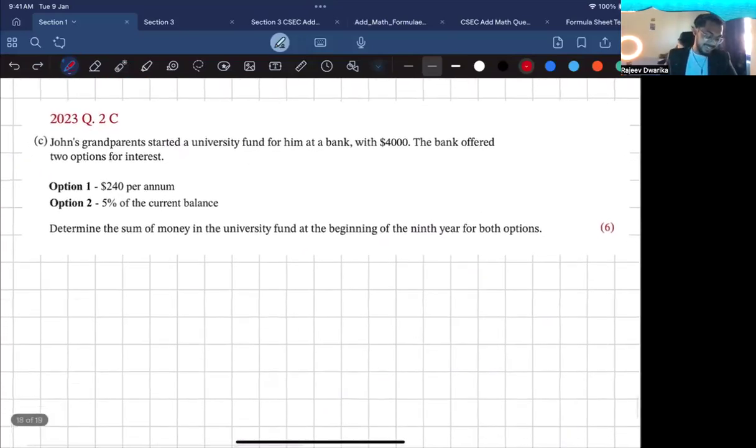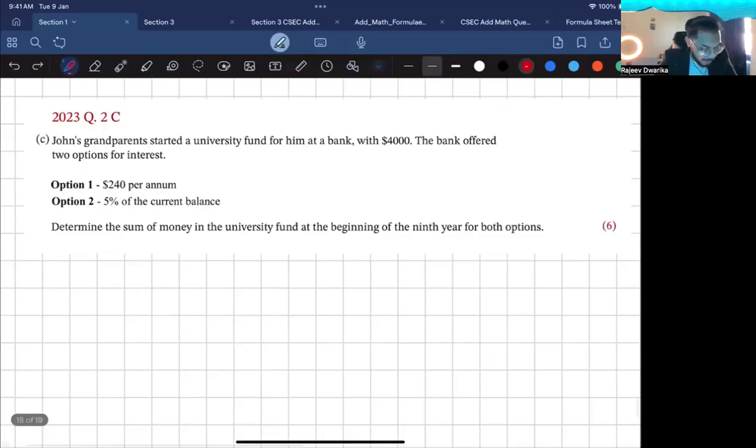Yes, for real. All right, so Aliyah, John's grandparents started a university fund for him at a bank with $4,000. The bank offered two options for interest. Option one, $240 per annum and 5% of the current balance. Determine the sum of money in the university fund at the beginning of the ninth year for both options.